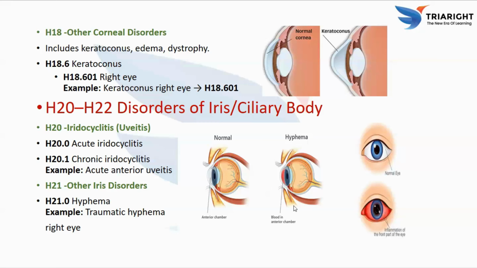This is a normal eye. This is a hyphema affected eye. In the normal eye, the front chamber is very clear. Whereas in hyphema, the blood collects in the front of the iris, which is seen as a reddish fluid level. Right? You can see the red color over the iris. So the blood collects in the front part of the eye. For example, traumatic hyphema, right eye, you have to assign the code H21.0.